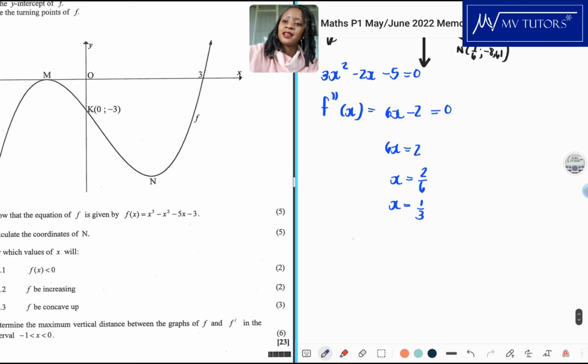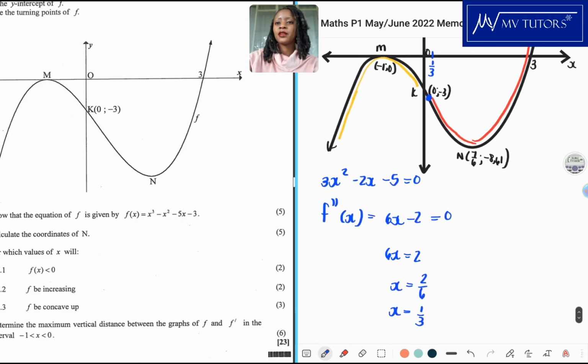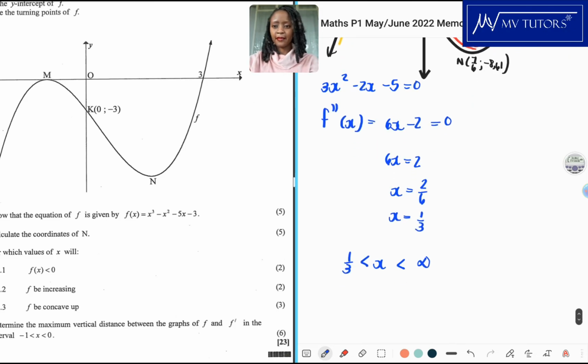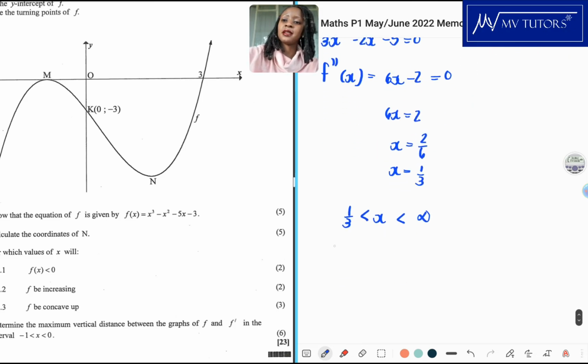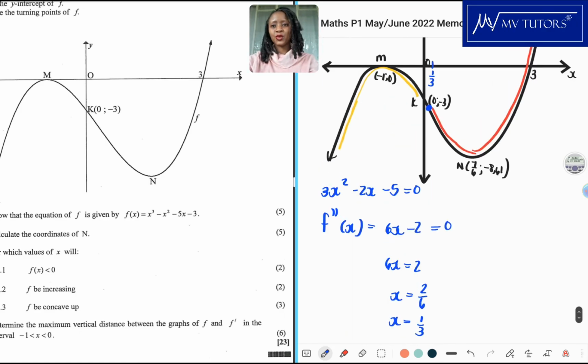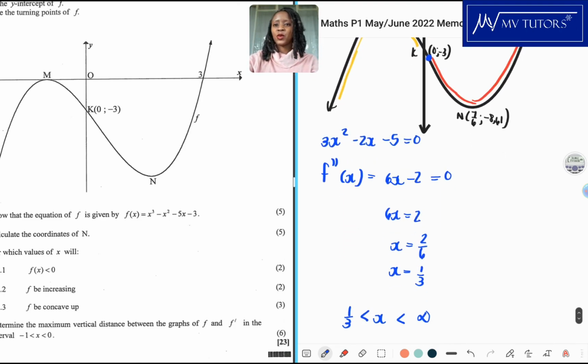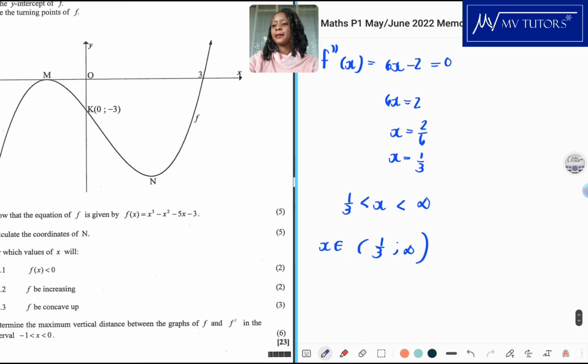Okay, so we have a third, x, then infinity. We don't include the third. Or we can just say x is an element of a third, and it goes all the way to infinity. All right, that is when it starts becoming concave up.